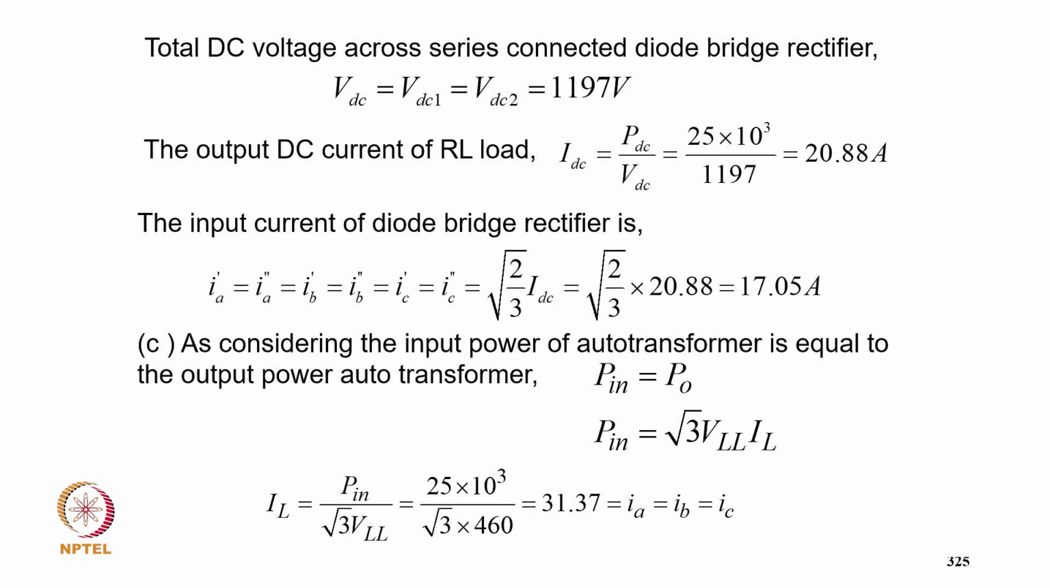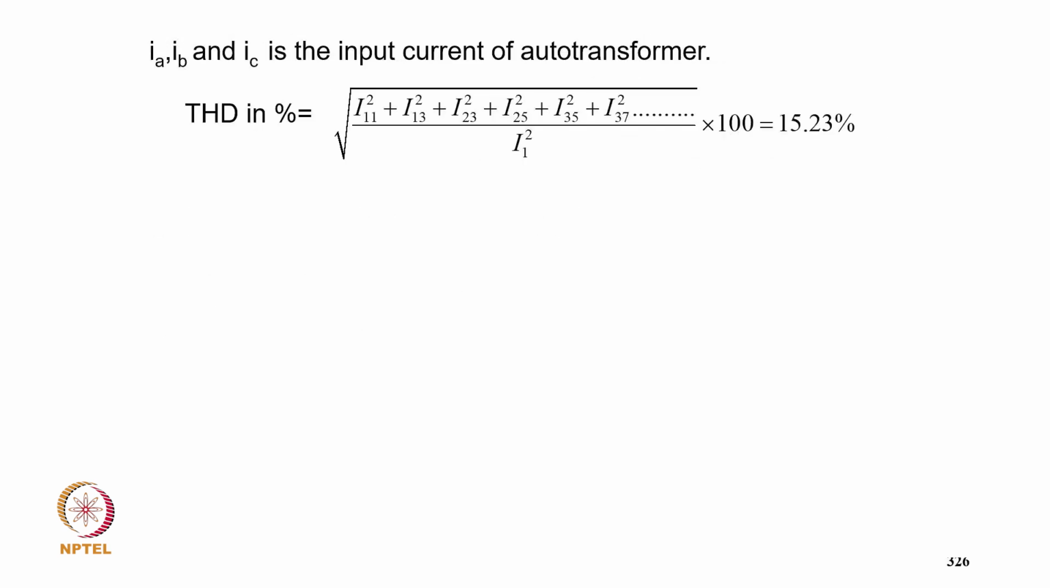So coming to DC link voltage across the series connected rectifiers, VDC equal to VDC1 plus VDC2 equal to 1197, and IDC equal to PDC upon VDC, that comes 20.88 ampere. The input current of the diode bridge IA dash equal to IA double dash equal to IB dash, IC dash, equal to root 3 by 2 by 3 IDC, it comes like 17.05 ampere. Considering the input of output transformer, P in equal to P out, so P in equal to root 3 VLN, so ILN comes here, putting the value, 31.37 ampere. And THD in supply current is taking all harmonics 11, 13, 23, 25, 37 plus, square divided by I1 square, under root of that into 100, it comes 15.3%.